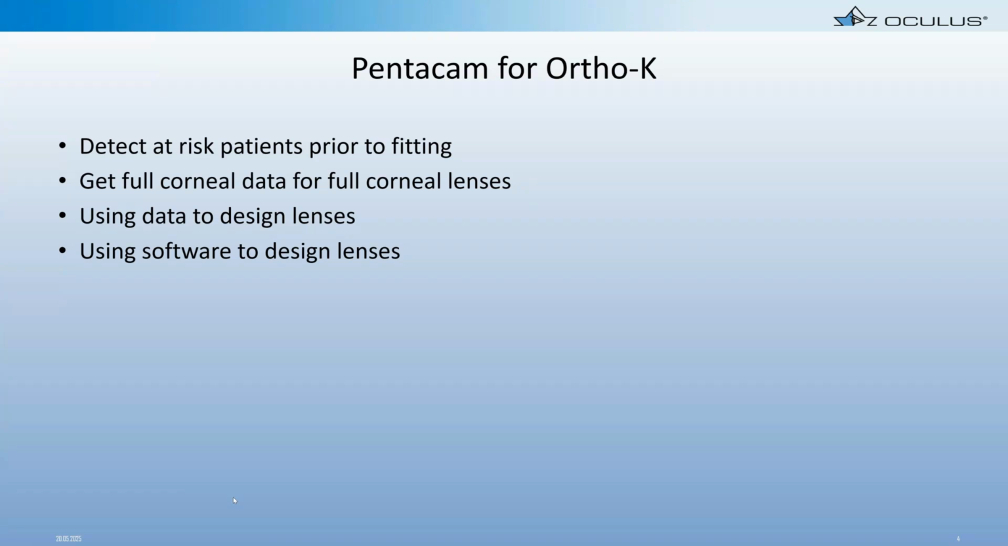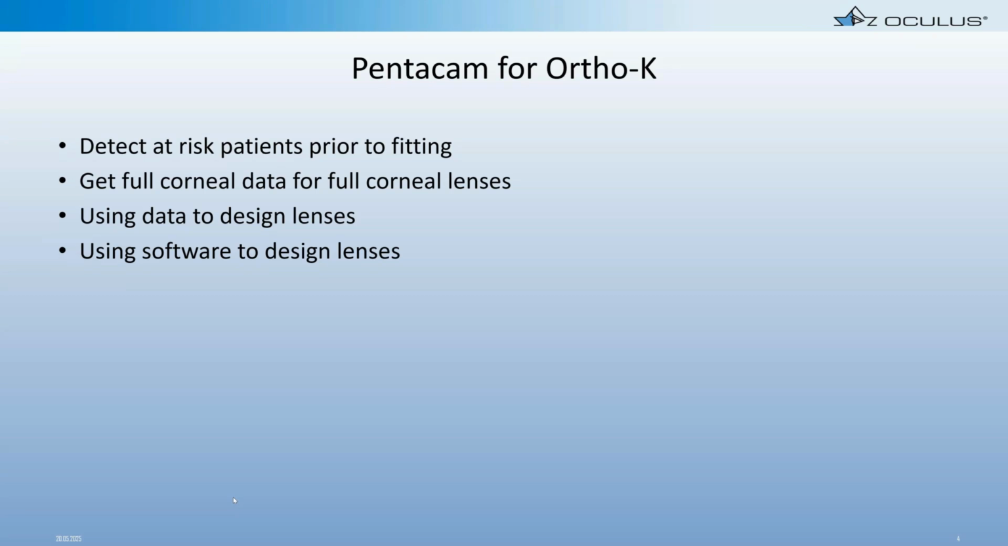So again, we'll talk about that. Pentacam gives that to you where regular corneal topography doesn't. We'll also talk about the value of full corneal data for full corneal lenses. If we want to design a lens that is 11 and a half millimeters or thereabouts, we need to get data out to 11 and a half millimeters. Otherwise, our lens will not necessarily be accurate that last millimeter or two in the periphery.